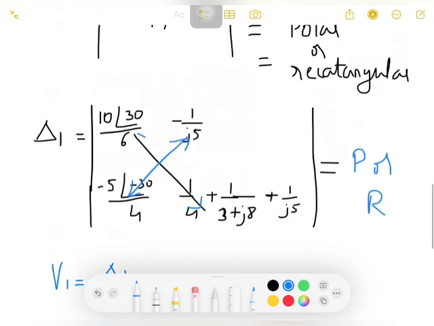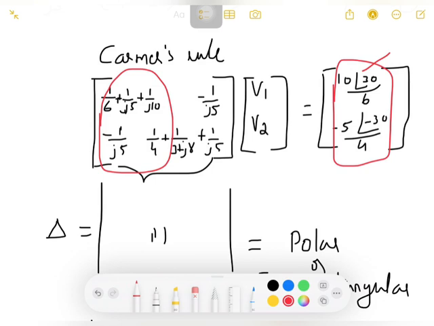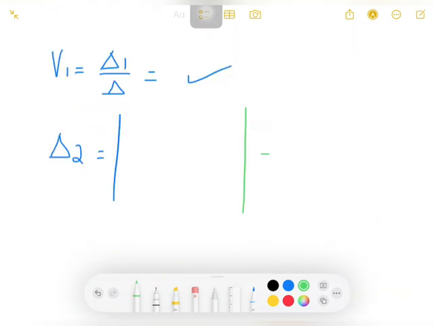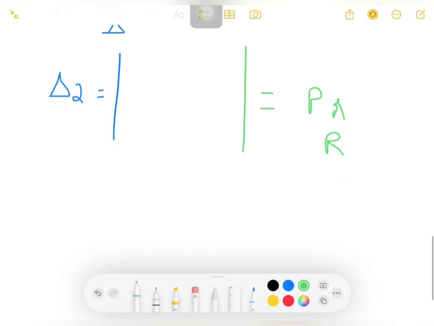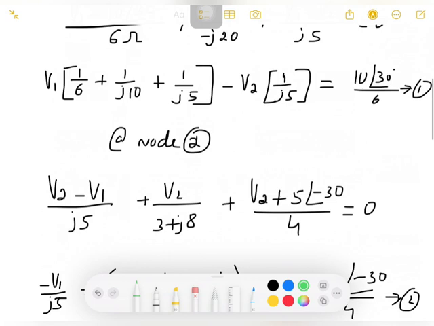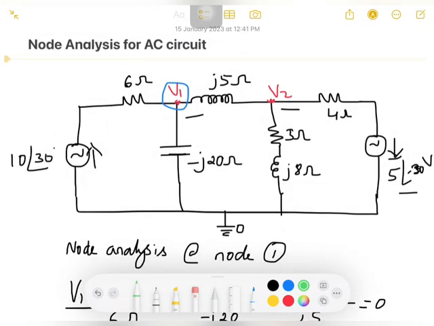For delta 2, I will replace the second column instead of the first column with this column. Once again, if you find that, you will get it in polar or rectangular form; you can keep it in any one form. Then you can find V2, that is equal to delta 2 by delta. We will get the answer for V2 in volts. So this is how we need to solve the problem whenever we have an AC circuit for nodal analysis, to determine it using Cramer's rule. Okay, thank you.